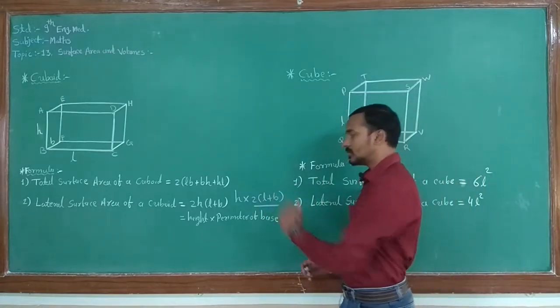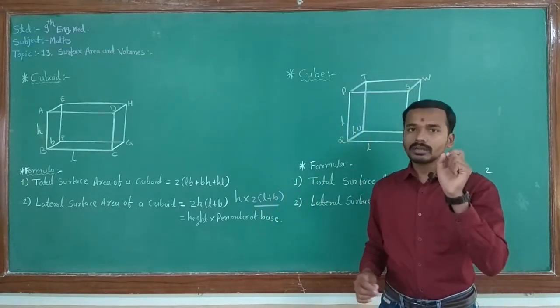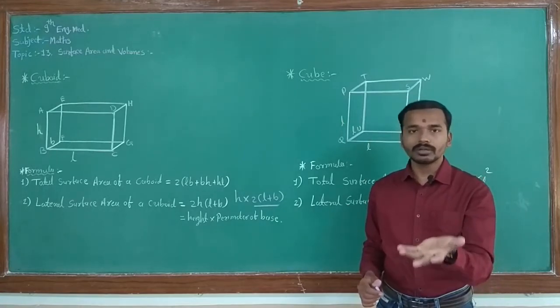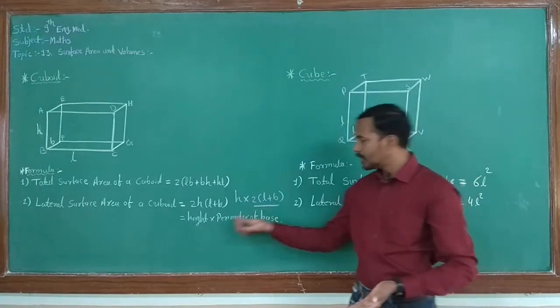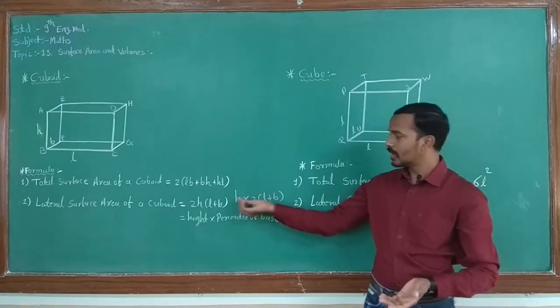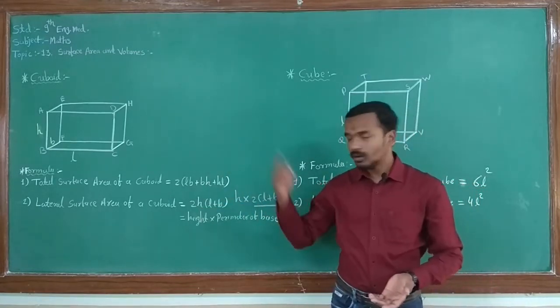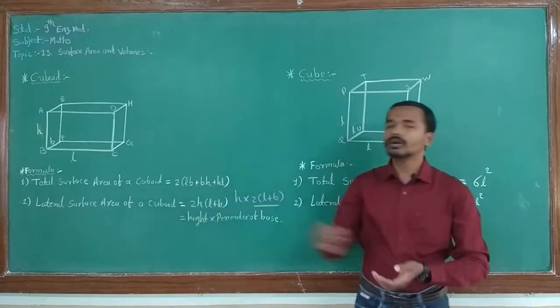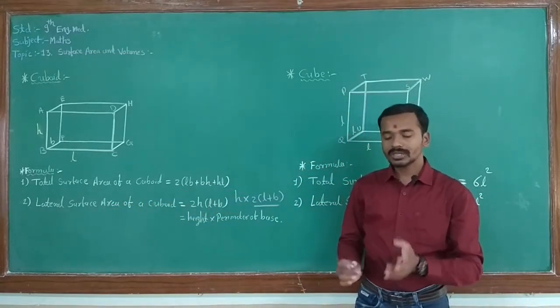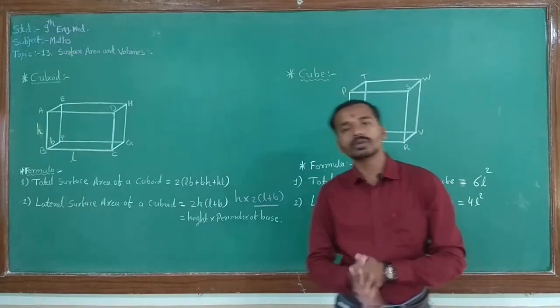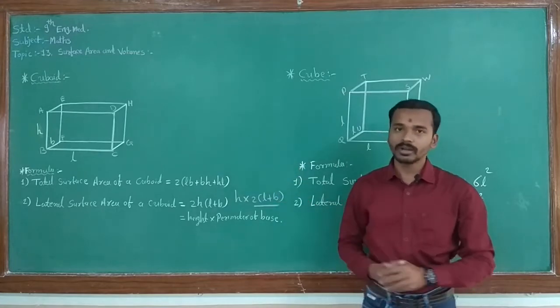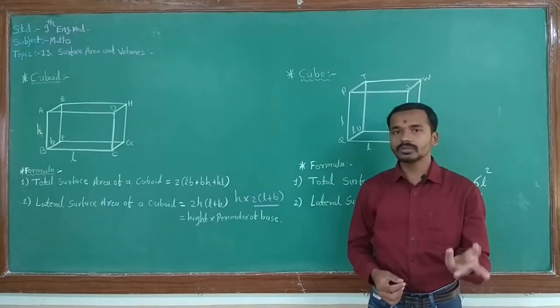Clear? So in the question they will specify that the perimeter of the base will be of which shape? It will be of a rectangle. So the perimeter of the base and the height of a cuboid give the lateral surface area of a cuboid. Clear? So these are the two main formulas which we need to consider whenever we are solving questions related to a cuboid. Only two formulas, and both are very easy.